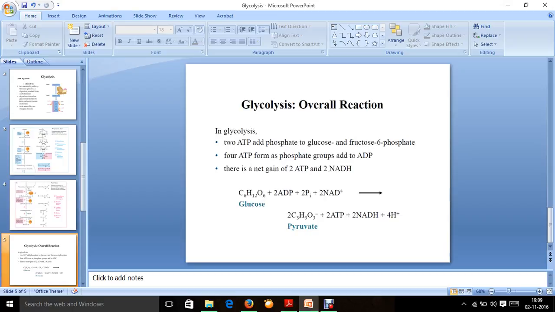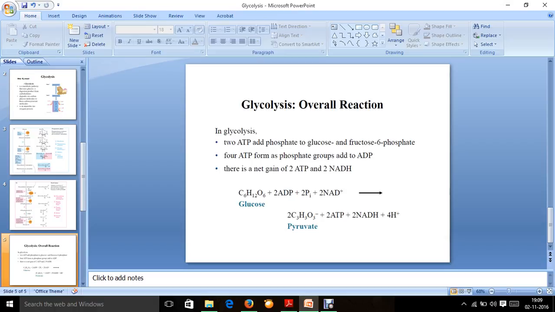This is the overview of the overall reaction. What is happening in glycolysis? In glycolysis, 2 ATPs add phosphate to glucose and fructose 6-phosphate, and 4 ATPs are formed. These 4 ATPs are formed in two pairs, in which reaction number 7 gives us 2 ATPs, and reaction number 10 gives us another 2 ATP. So overall we are getting a net gain of 2 ATP and 2 NADH. Here the NADH is being formed at reaction number 6.